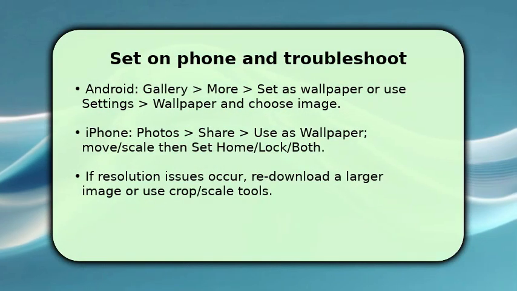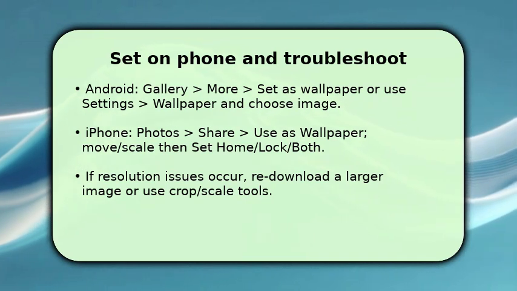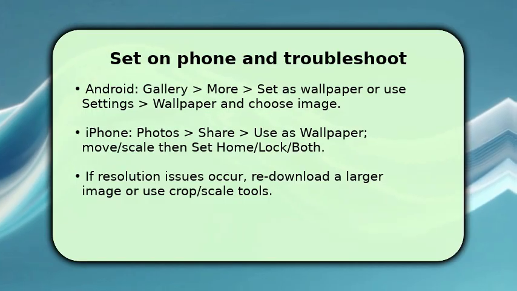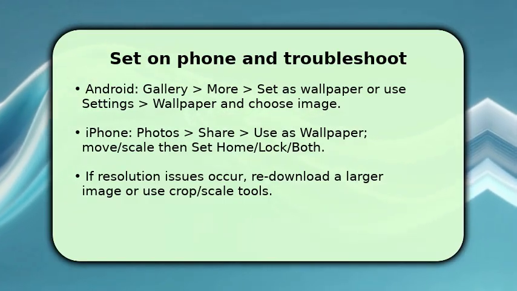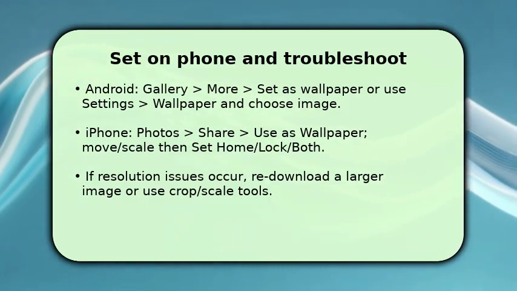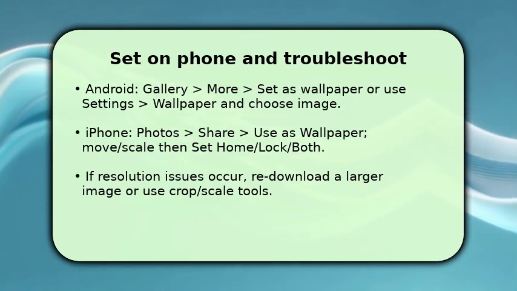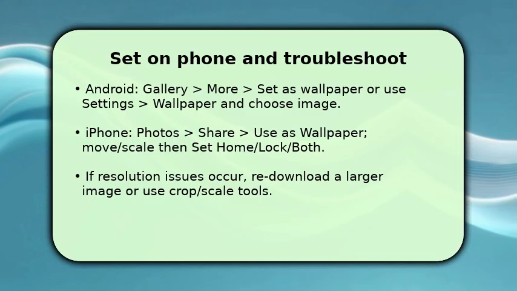On mobile, open the saved image and use your OS wallpaper tools. Android, open Gallery, More or the Share menu, then set as Wallpaper, choosing Home, Lock, or both. Pick Crop and Fit. iPhone, open Photos, tap Share, use as Wallpaper, then move and scale before setting.